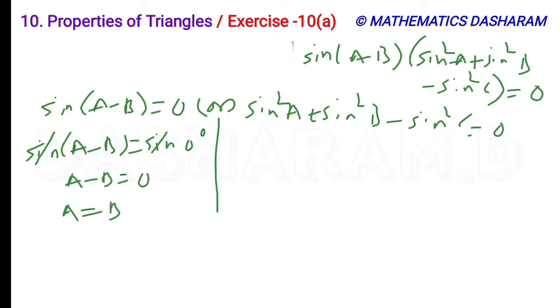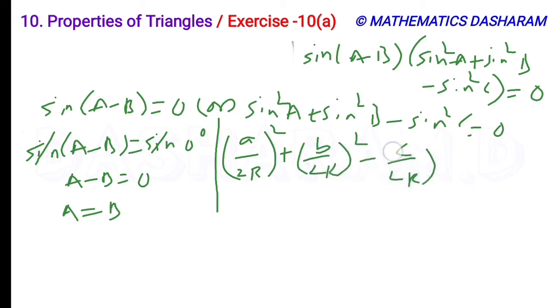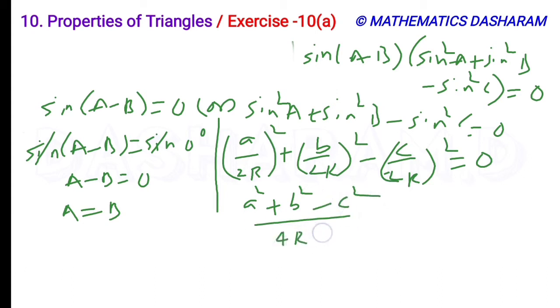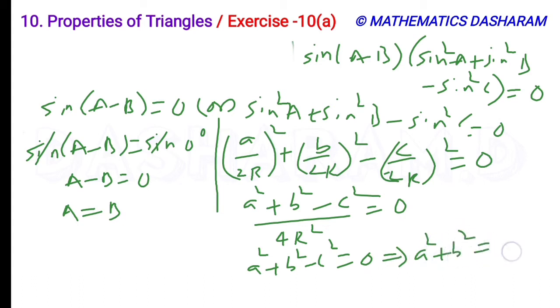Here sin²A, from the sine rule, sin A value is a/2R, and here square, so (a/2R) whole square. Similarly (b/2R) whole square minus (c/2R) whole square equals 0. Then (a² + b² − c²)/4R² equals 0. So a² + b² − c² equals 0, because 4R² transposed to the right side, 0 into 4R² is 0. From this, a² + b² equals c².